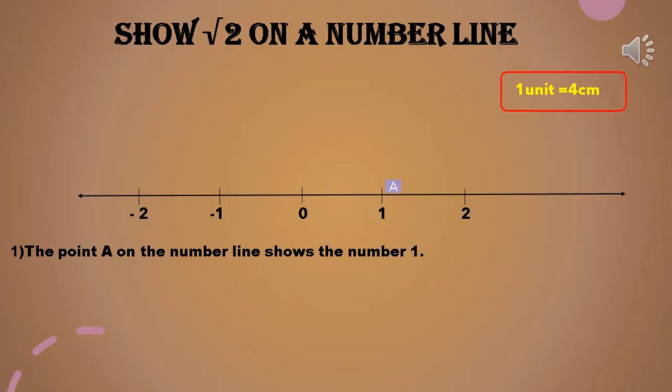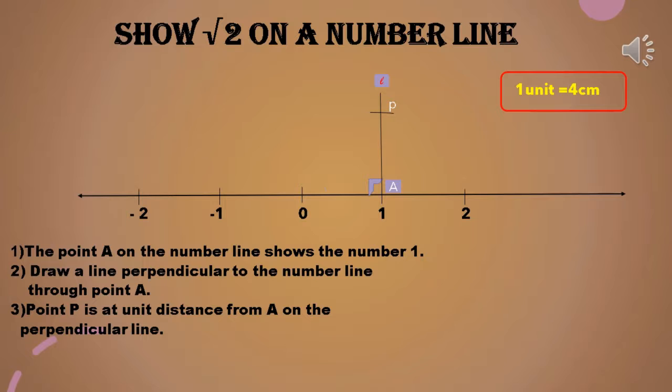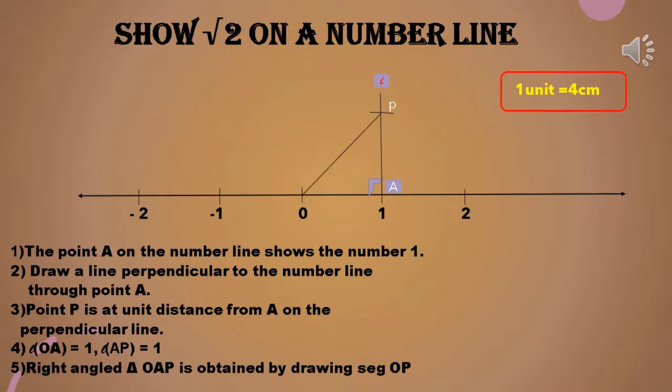Draw line L perpendicular to the number line through point A by using a protractor. Take point P on line L such that OA equals AP equals 1 unit. Draw segment OP. The triangle OAP formed is a right angle triangle. Now let's analyze the figure.